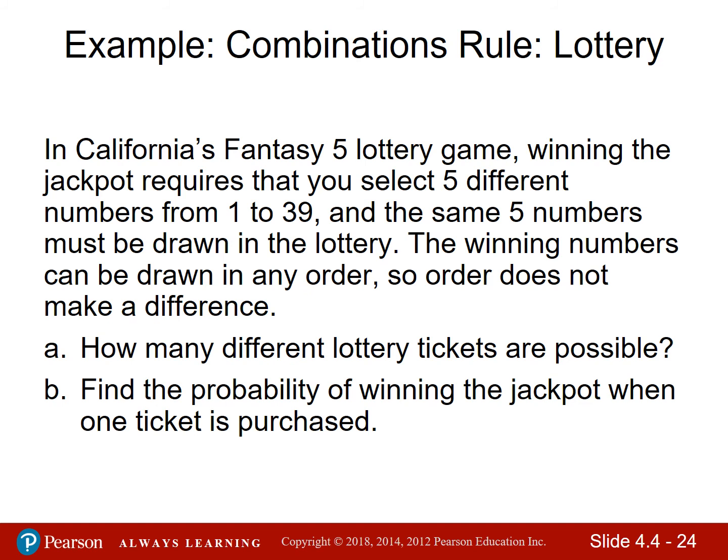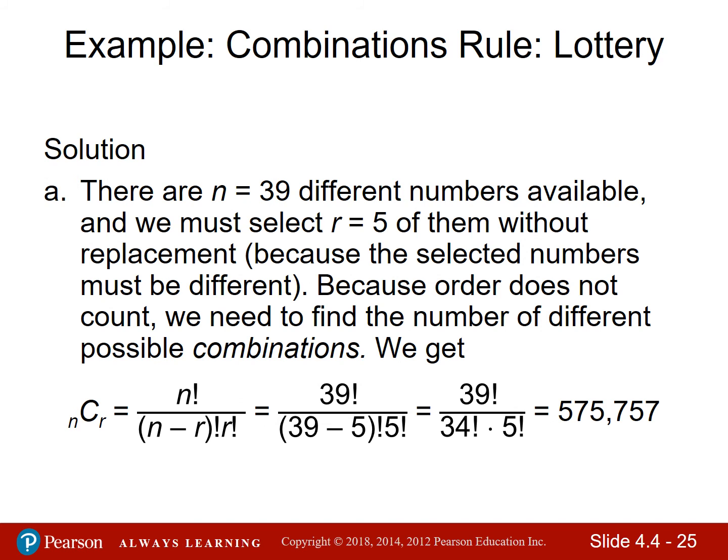Now the question: find the probability of winning the jackpot when 1 ticket is purchased. There are n equals 39 different numbers available, and we must select r equals 5 of them without replacement, because the selected numbers must be different. Because order does not count, we need to find the number of different possible combinations. We get nCr equals n factorial over n minus r factorial times r factorial.